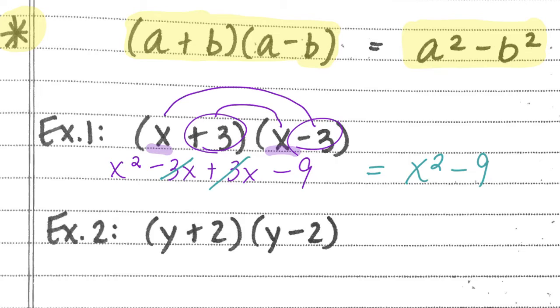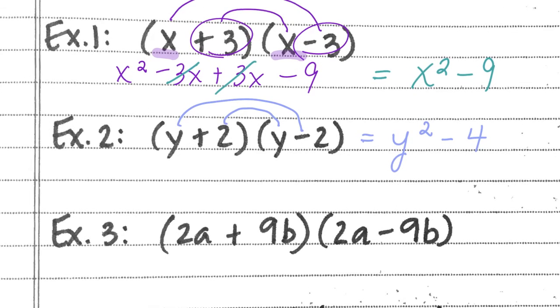So let's go ahead and do this one in our heads. y times y is y squared. The outers are negative 2y, inners are positive 2y, so those will cancel out. And my last term is negative 4. Moving on.